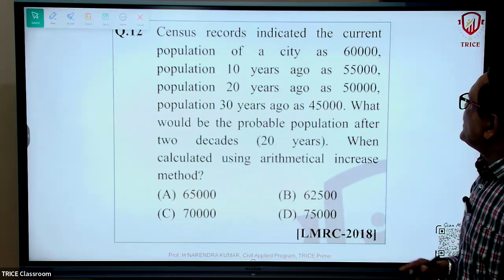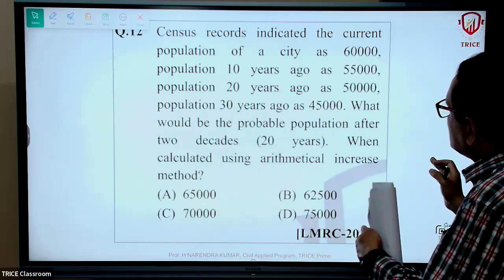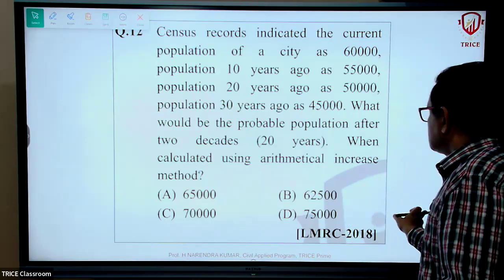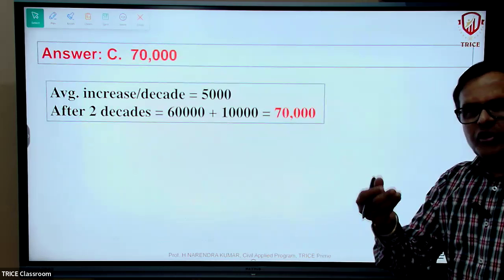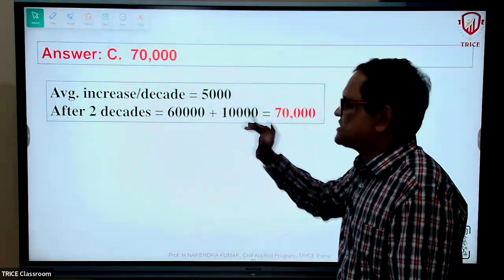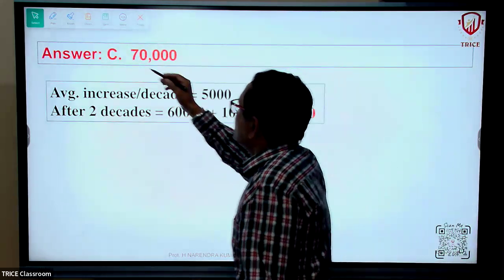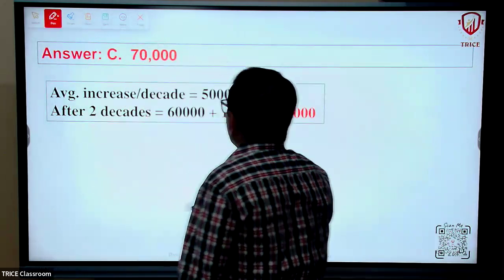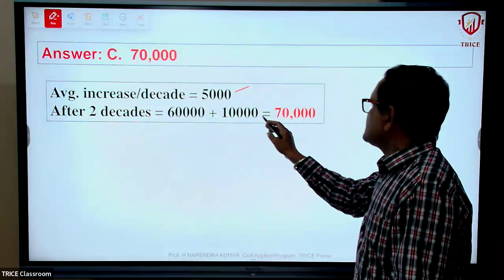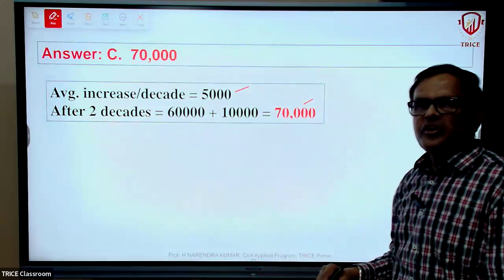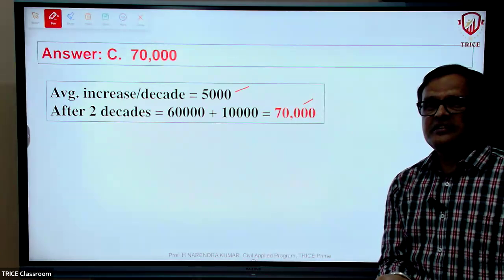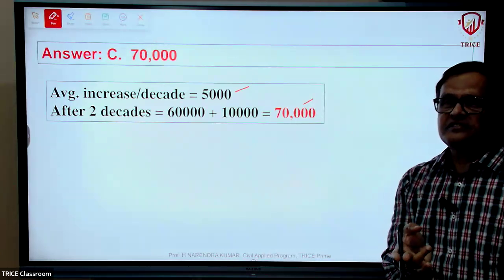But when you look at the problem statement, you'll think, what is this problem? It may be a difficult problem. Not at all difficult. You don't require even 1 minute for solving this problem. That is why I'm giving you the answer in 2 lines. What is the average increase per decade? It is 5,000. After 2 decades, for the first decade, 65,000. For the second decade, 70,000. If you want, you can work this problem using the tabular column. Do it, but it is time consuming. Time is precious, my dear students.